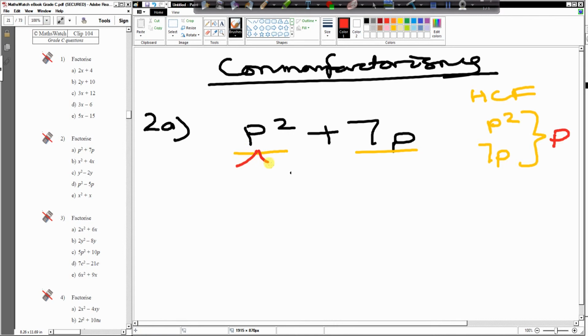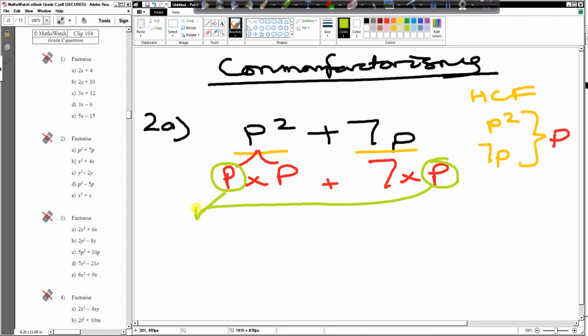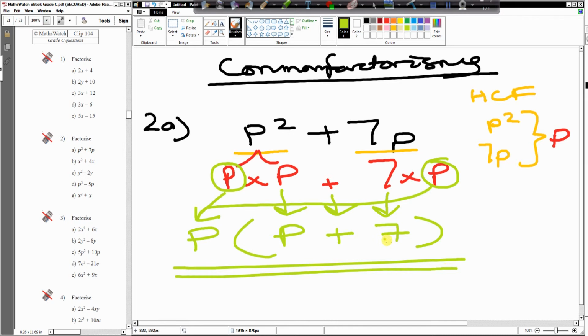Why? Because inside the p squared, we have p times by p. And inside the 7p is simply 7 times by p. So now we're looking for, let's circle the common factors. Let's pull them out. Then we copy down everything else. Copy down the p, copy down the plus, copy down the 7, and we have finished. And that gives us that.